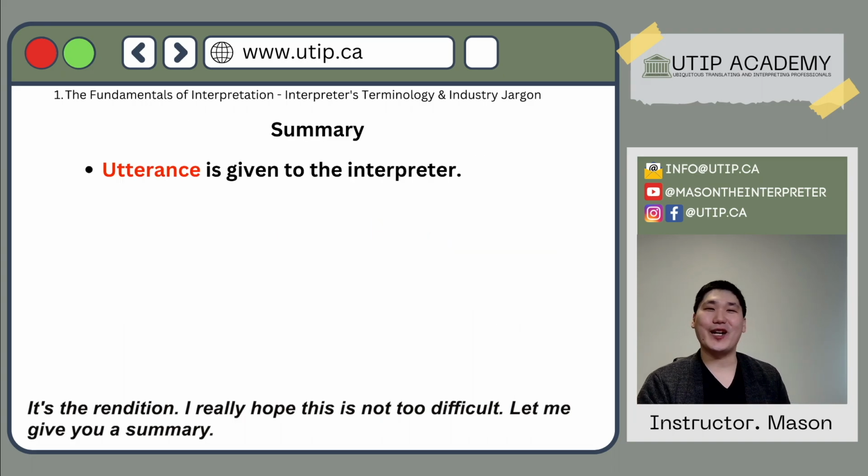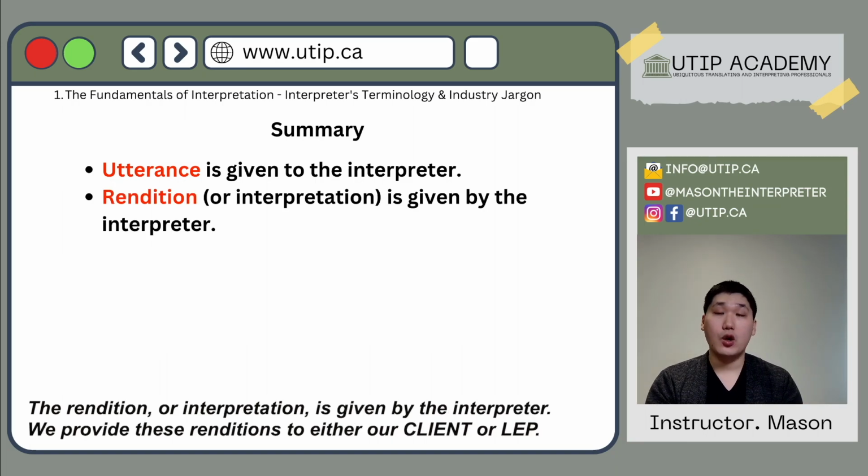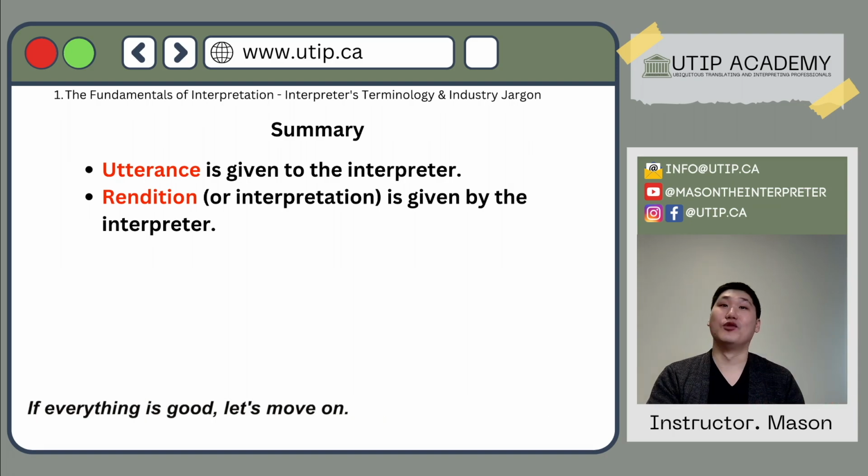Let me give you a summary. Utterance. The utterance is what is given to the interpreter. The rendition or interpretation is given by the interpreter. We provide these renditions to either our client or LEP. If everything is good, let's move on.